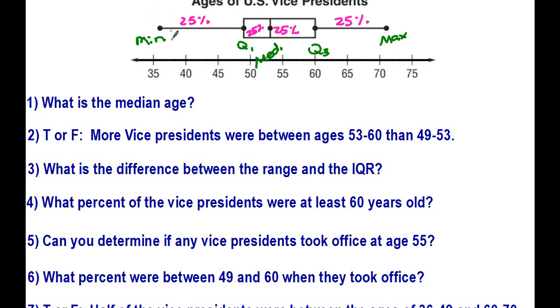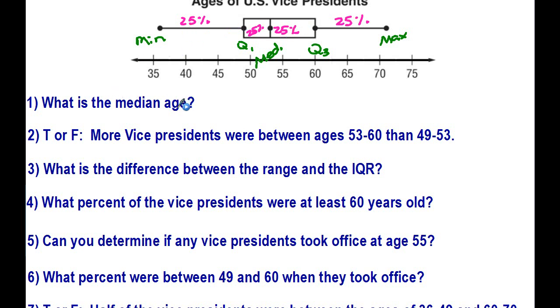The first thing I like to do with my box plots is to go ahead and label the different parts. I label the 5 components: the minimum, quartile 1, the median, quartile 3, and the maximum. And then I like to see my percent so that I know that from the minimum to quartile 1 is 25%. And it doesn't matter how spread out it is, they're each 25%.